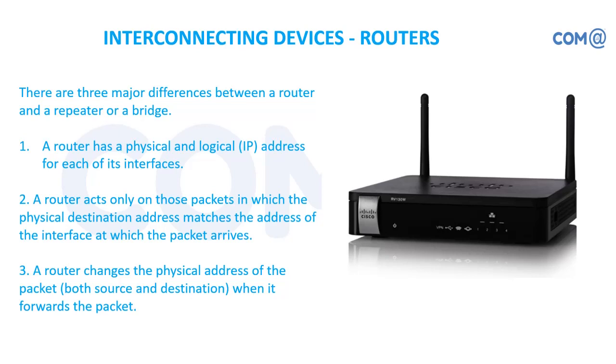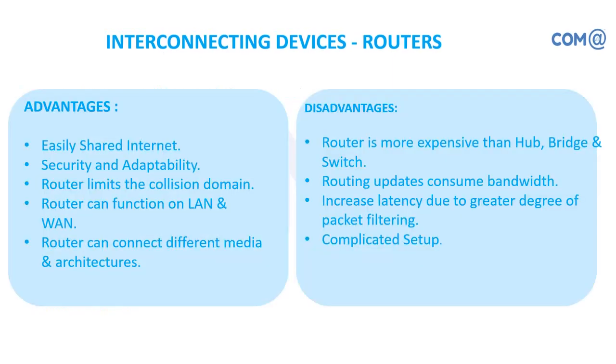So it works in layer 3 and passes the network packets to other systems. Advantages: easily shared internet, security and adaptability. Routers limit the collision domain, so there will not be any collisions. Routers can function as LAN and WAN. It can be used for both LAN and WAN. It is also used for connecting different architectures like token ring and Ethernet. So if required, we can use that also.